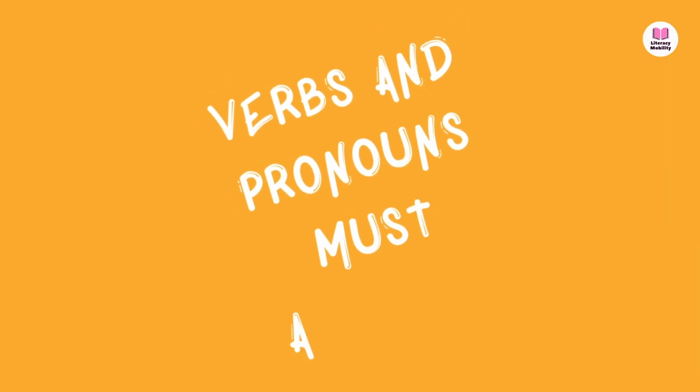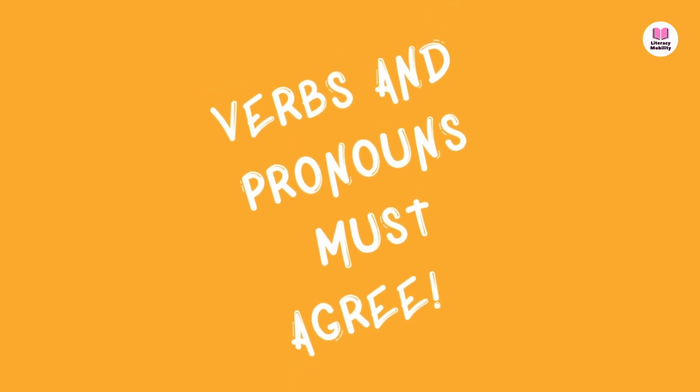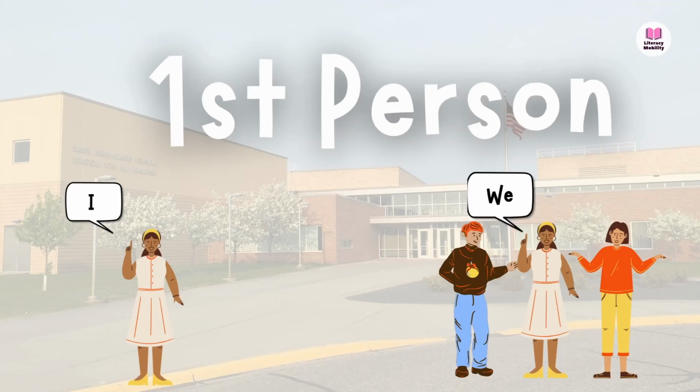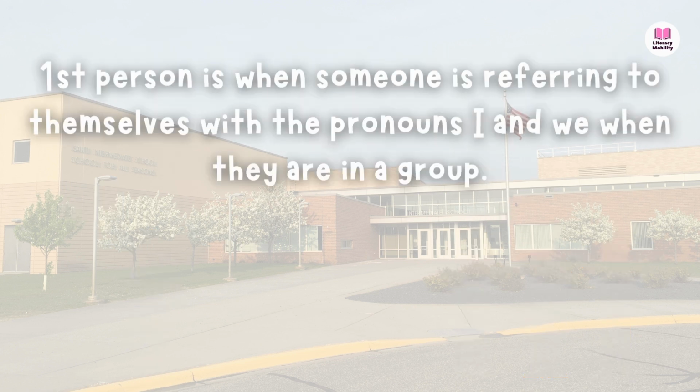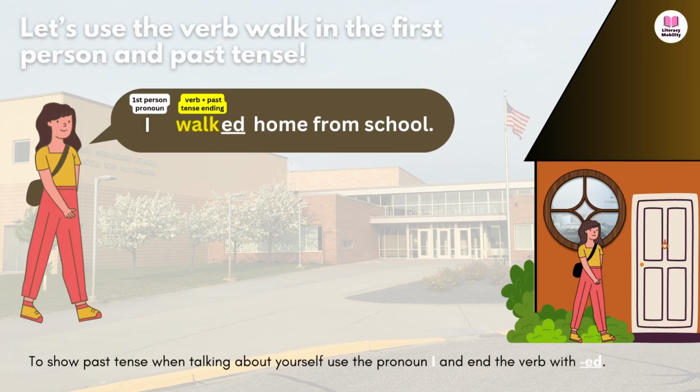Verbs and pronouns must agree. First person, I and we. First person is when someone is referring to themselves with the pronouns I and we when they are in a group.